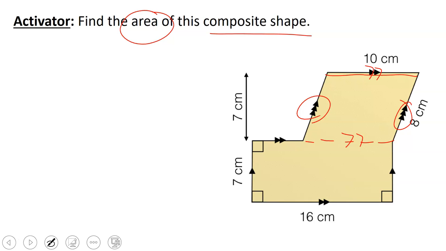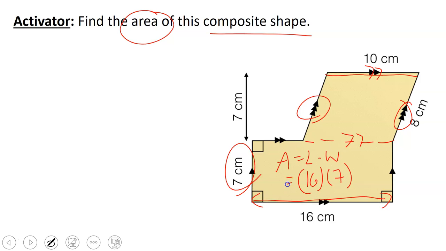Let's start by finding the area of the rectangle. The area of a rectangle is equal to length times width. The length of this rectangle is 16 centimeters, and the width is 7 centimeters. I'm using substitution to replace the variables with numbers, and now I just need to multiply the 16 by 7.